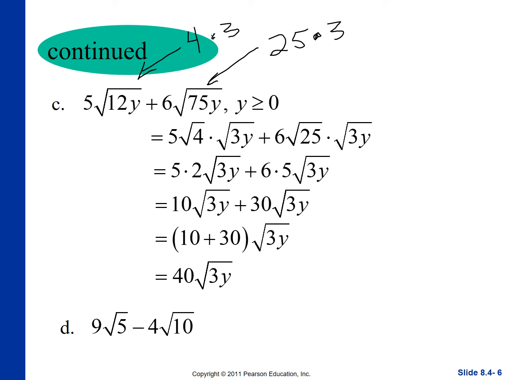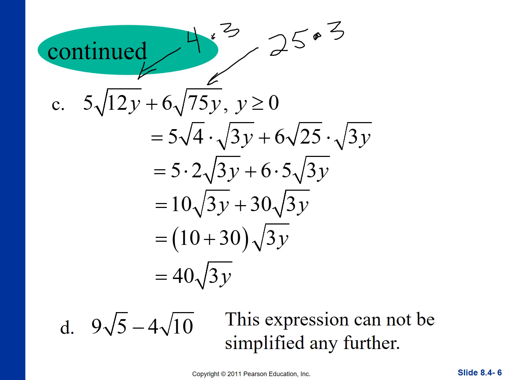Now for this last problem, we can just look at those radicands. While 10 can be factored as 2 times 5, you can't do anything with it. You have to have a perfect square that you can factor out of this. So it can't be simplified any further.